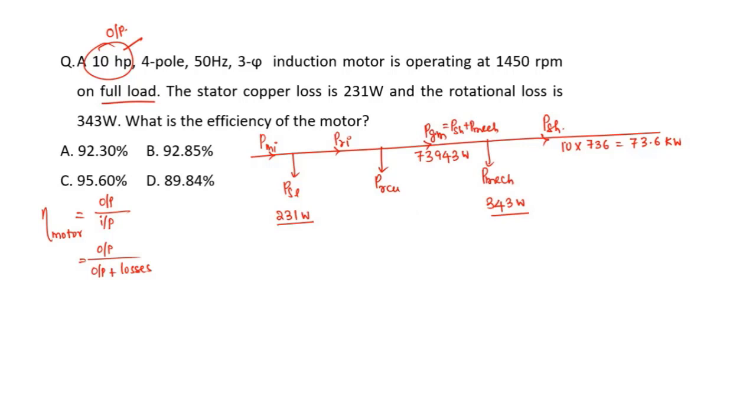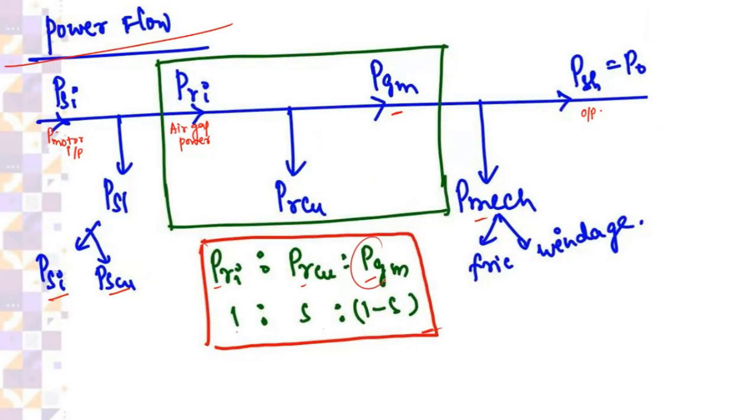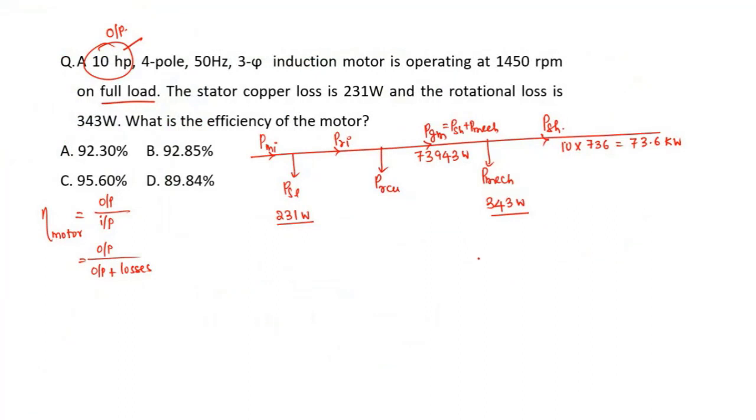Okay. Once you know the gross mechanical power, you can calculate rotor input. There is a relation we have just seen. So gross mechanical power in terms of input can be taken as 1 minus S into rotor input. So we want rotor input. Rotor input is gross mechanical power divided by 1 minus S. We know the gross mechanical power.